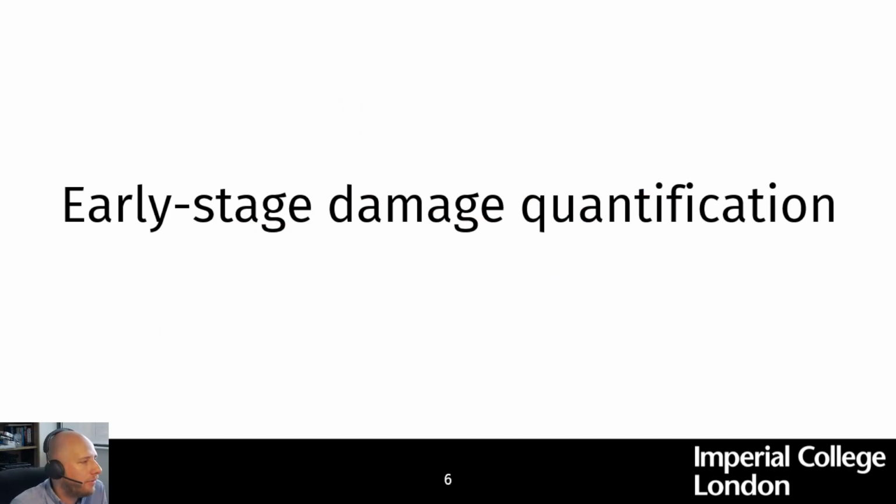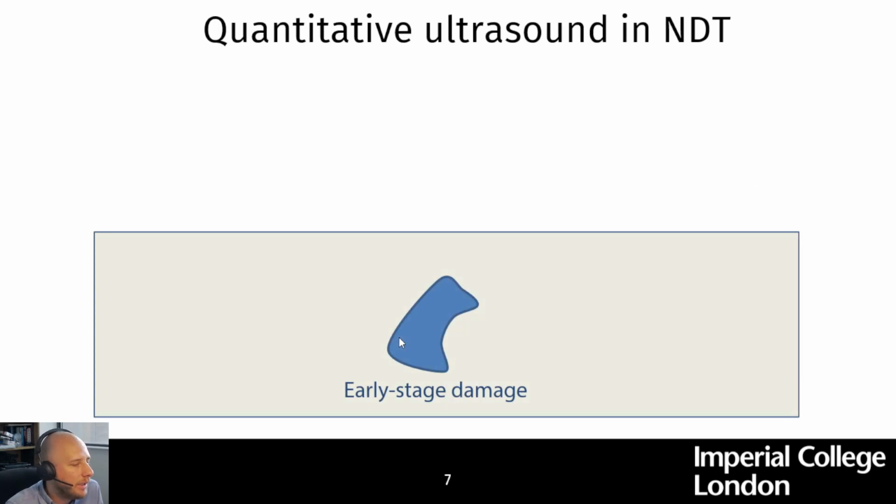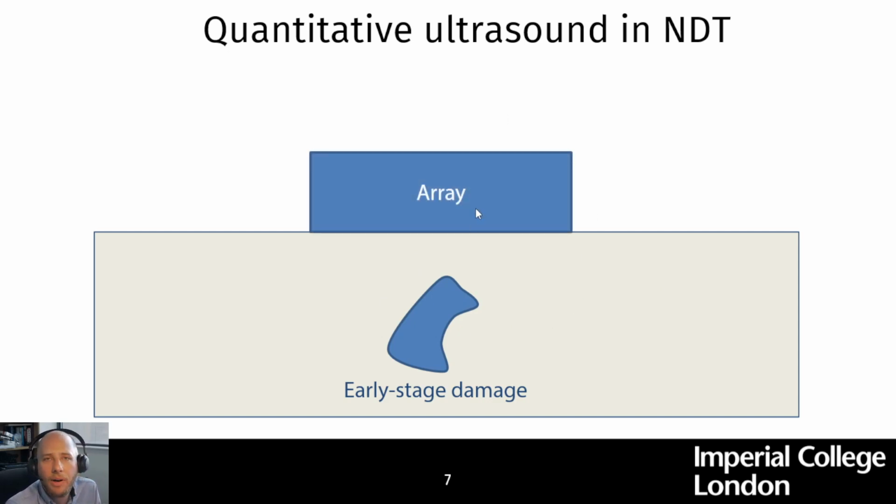Another area of application for tomography methods is early stage damage quantification. So the idea here is that you've got some block of material, and somewhere in there you've got some early stage damage, and this is pre-crack, so we don't have any sharp features or anything like that in there. We want to try and detect this and quantify it. And what we can do is we can put an array above. I suppose you can have a single crystal element if you want, just one transducer, but we're going to go for a full array and try and do some more imaging type work.